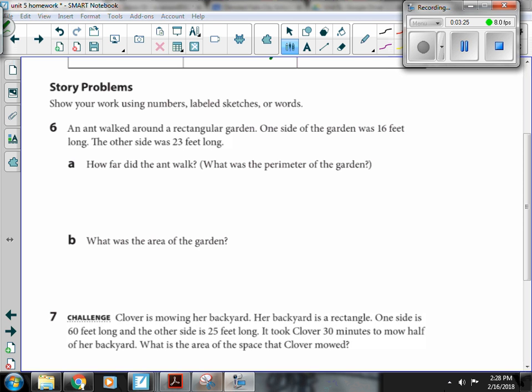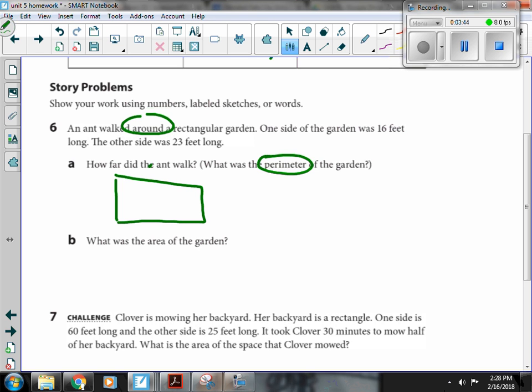Number 6. An ant walked around a rectangular garden. One side of the garden was 16 feet long, the other side was 23 feet. How far did the ant walk? And they give us a clue. It's perimeter because we heard the word around. So I'm going to draw it.